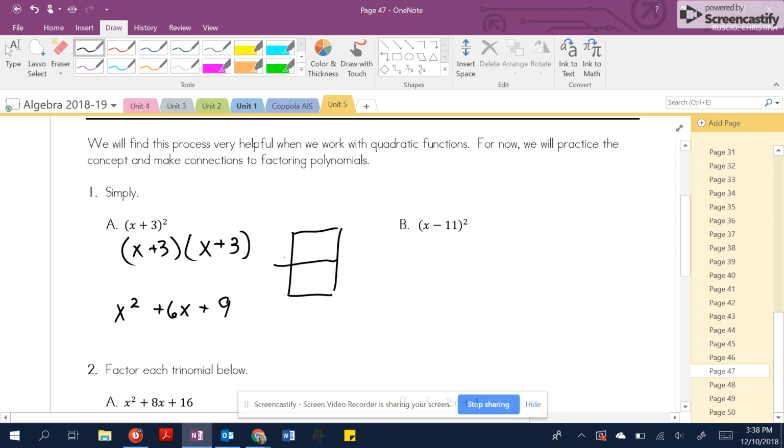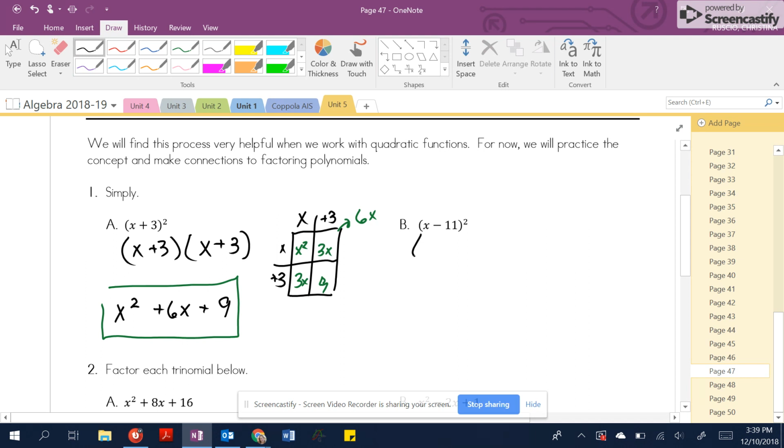Some of you are using your brains and you're able to do it in your head, which is super awesome. But this is a process that we just did: x squared, 3x, and 9. And then these two 3x terms added together are 6x. So we simplified it. There it is.